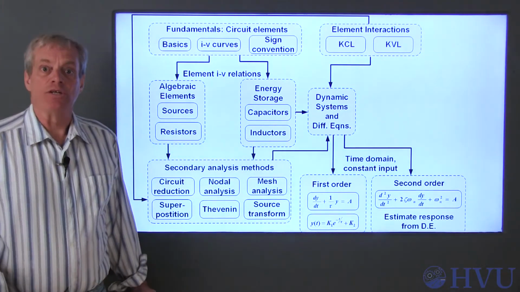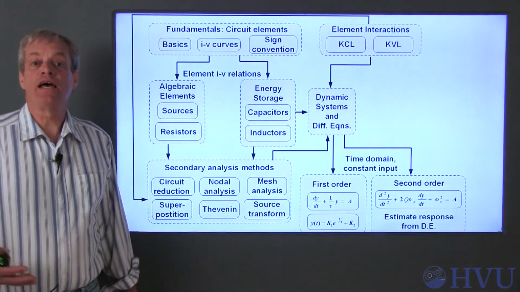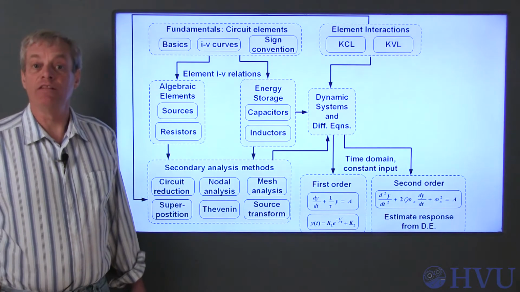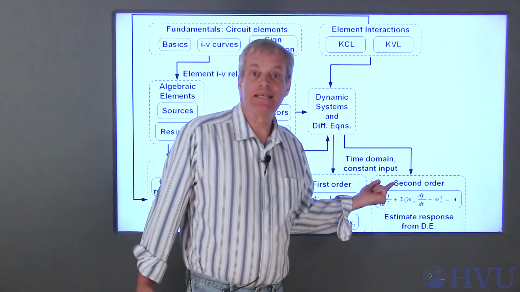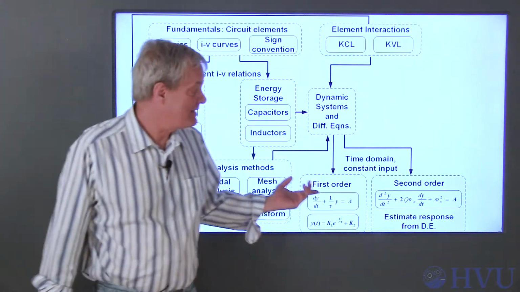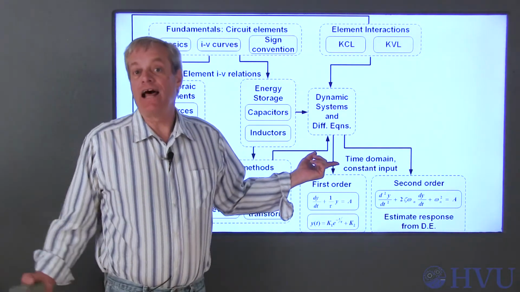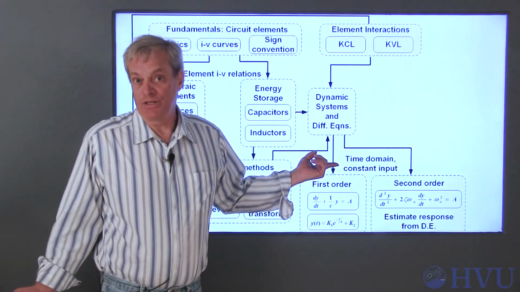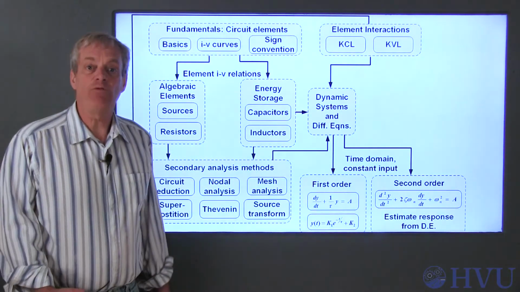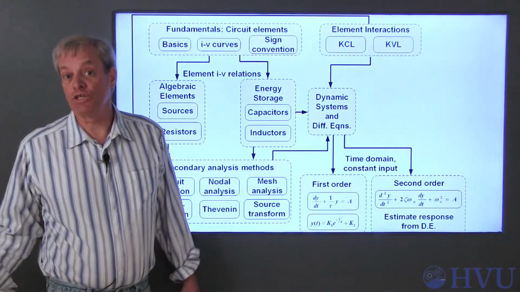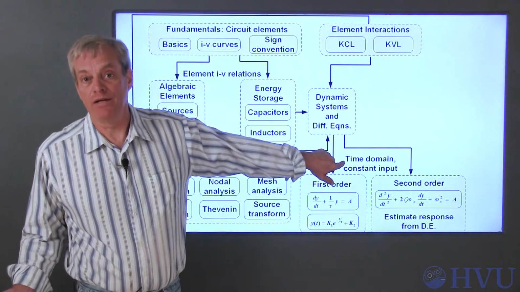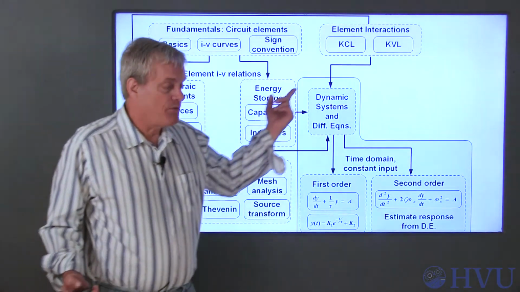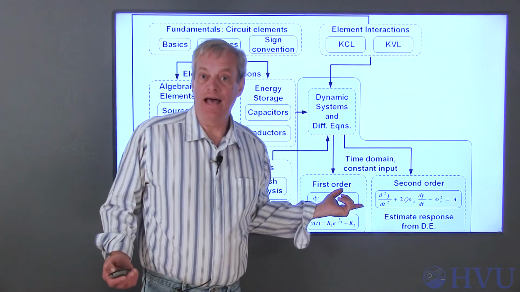As I've already mentioned, we'll only be interested in two types of inputs to dynamic systems in this course. First, we'll look at the response of first and second order circuits to constant inputs. These analyses will include arbitrary initial conditions and will determine the complete response of the circuit as a function of time. So these analyses are said to be in the time domain. These concepts are presented in Units 8 and 9.